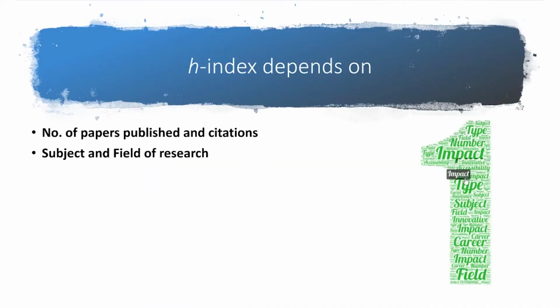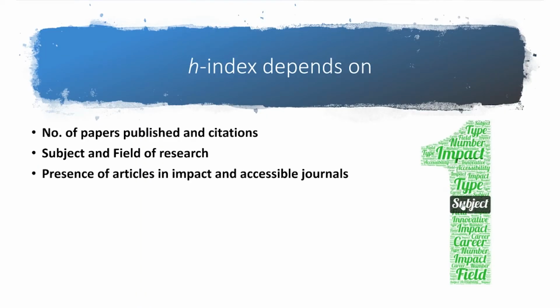Next factor is presence of articles in impact and accessible journals. The easy access and broad readership of a journal also increases citation and hence the H index. Stage of career. Obviously, a senior researcher generally has the higher H index because he or she has published a good number of papers as compared to the fresh entrant in the research area.